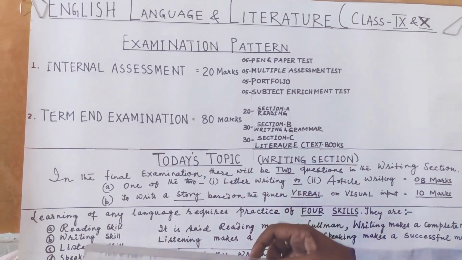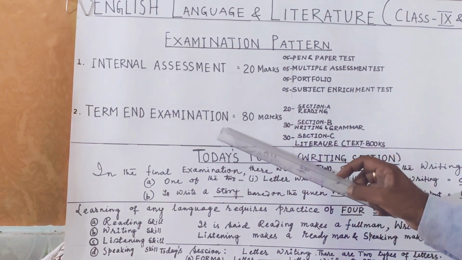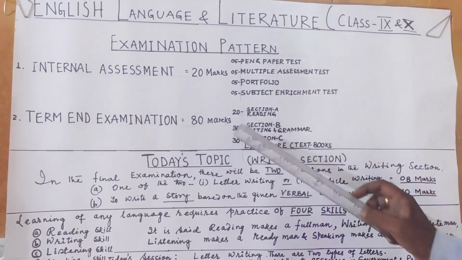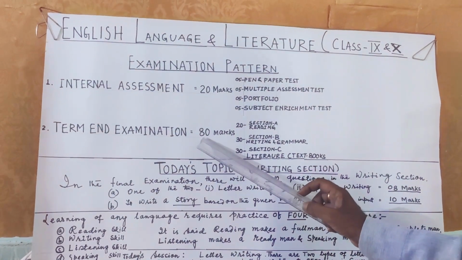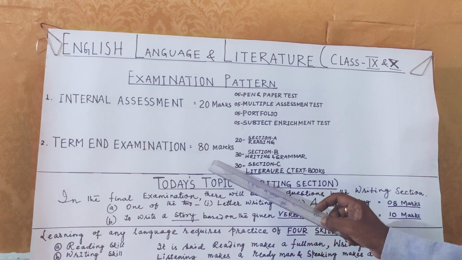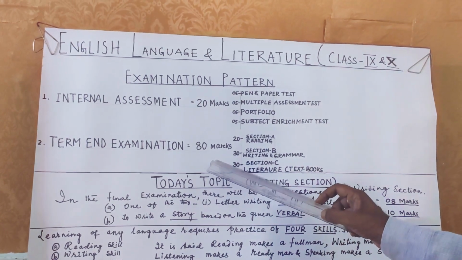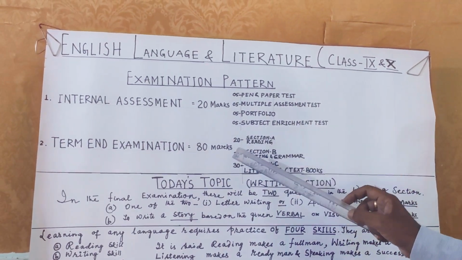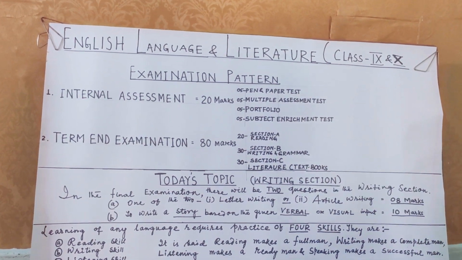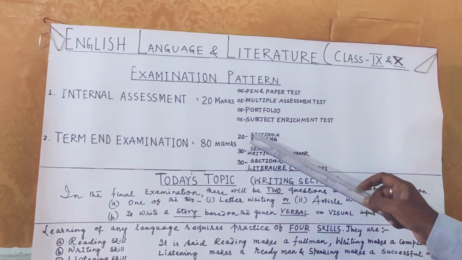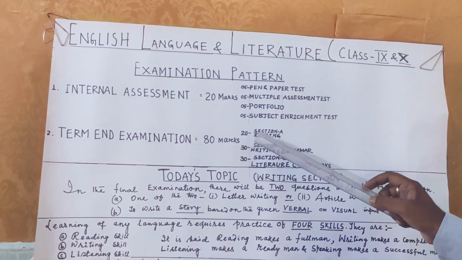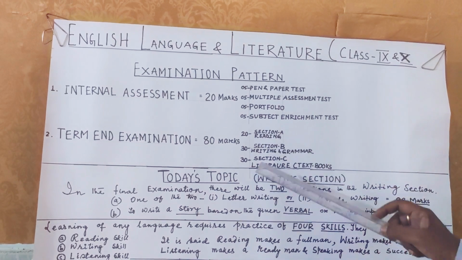Now the final or term end examination for classes 9th and 10th is of 80 marks. It is conducted at the end of the academic session. Now CBSE prescribes the question paper in English language and literature should have 3 sections. You can see here the first section, section A of 20 marks. It is known as reading section.